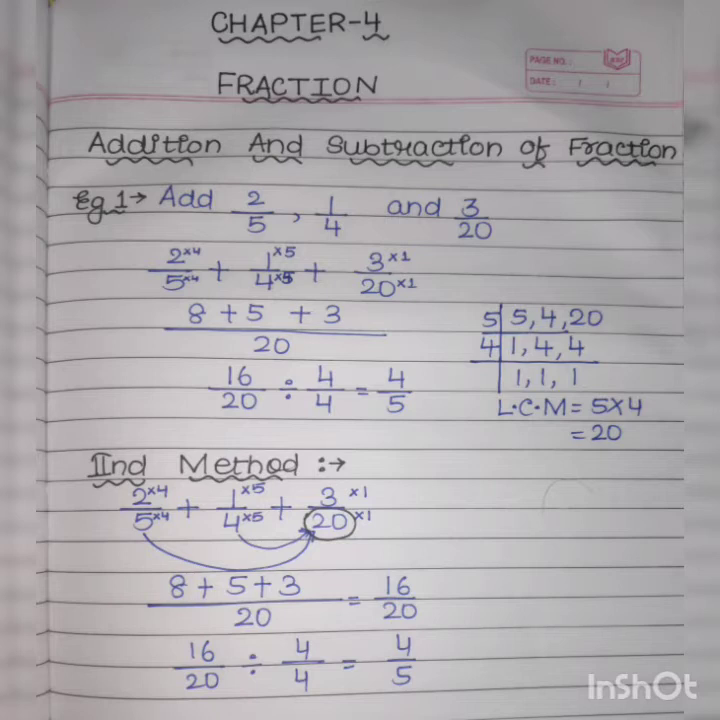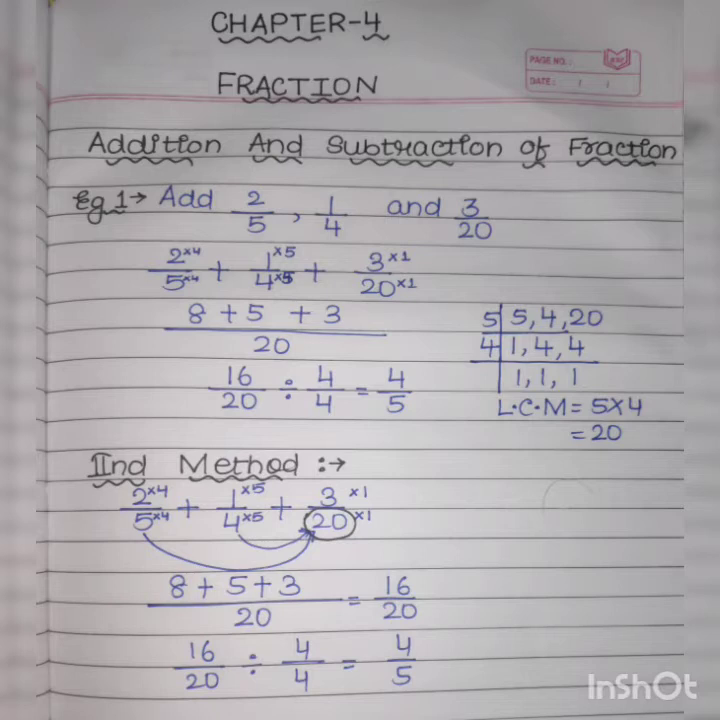So the denominators are 5, 4 and 20. So take out the LCM of 5, 4 and 20. So the LCM is 5 into 4 is equals to 20. Now next, after taking out the LCM, we have got the common denominator. Now see, 2 by 5 has 5 as the denominator.